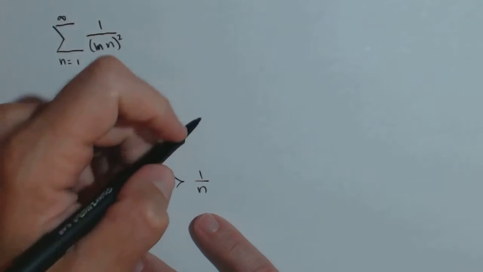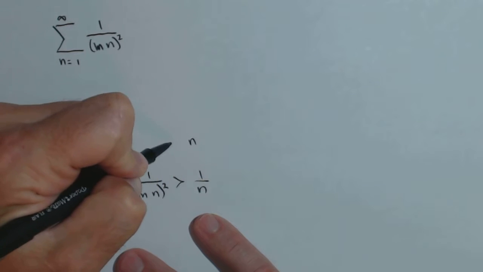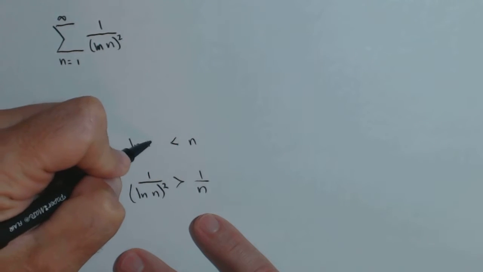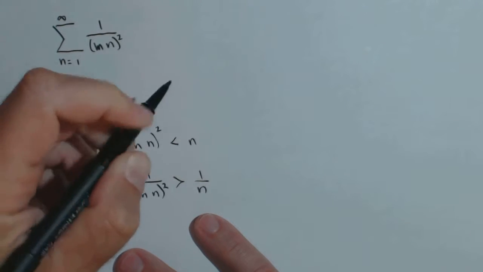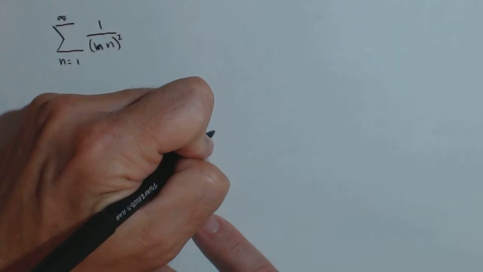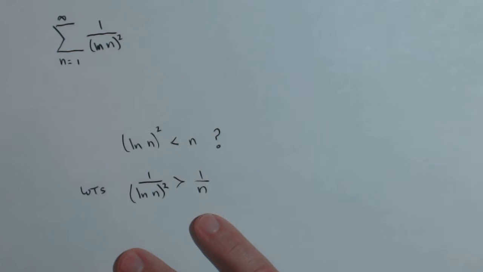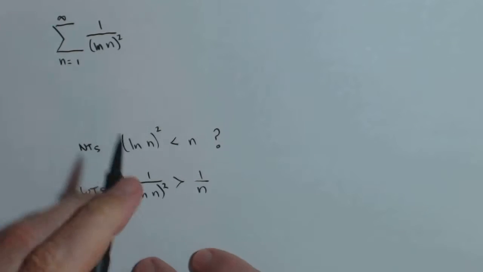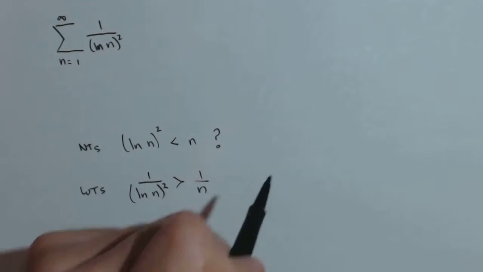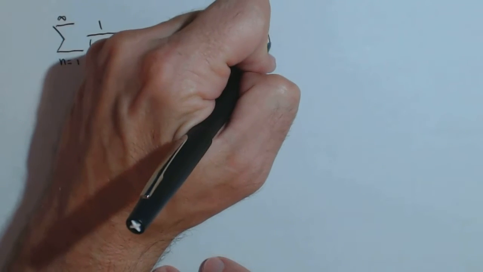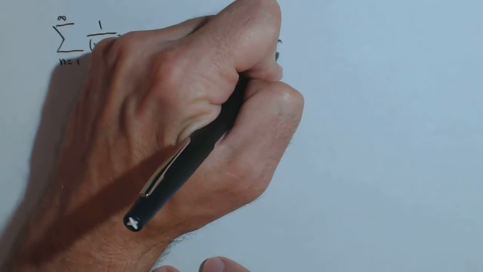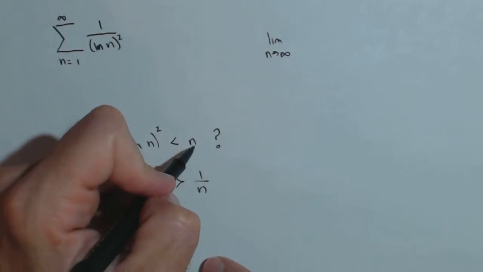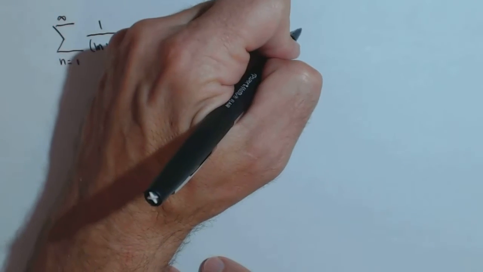Well, to show that, we would need to show that n is greater than (ln n)^2. So basically, we're asking this question right now. That's what we need to show in order to get what we want to show. Well, let's find out. To find out which one's greater, we can take the limit as n approaches infinity of the ratio of the two. So since we want to show n is bigger, let's put it on bottom.